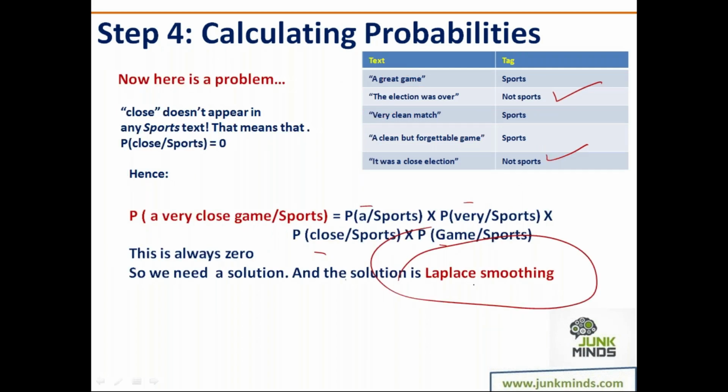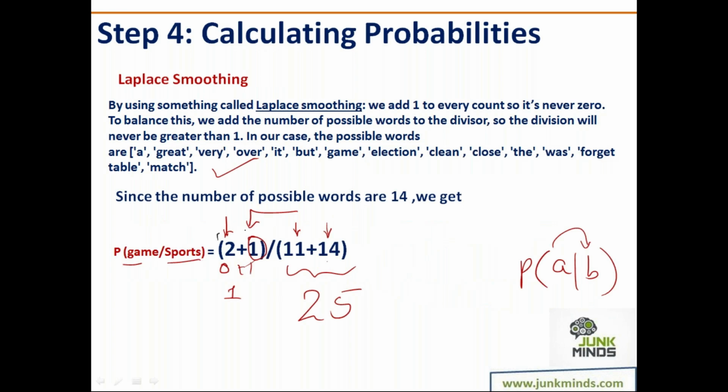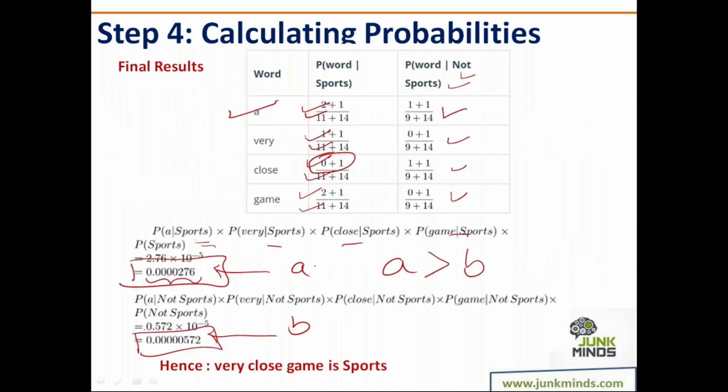What Laplace smoothing does is, in the formula, it will add 1 to whatever is the frequency, and then the total word count is what is added over here. Using this, I can calculate something like this, and then I'll get my answer. So this is how this algorithm is going to work.